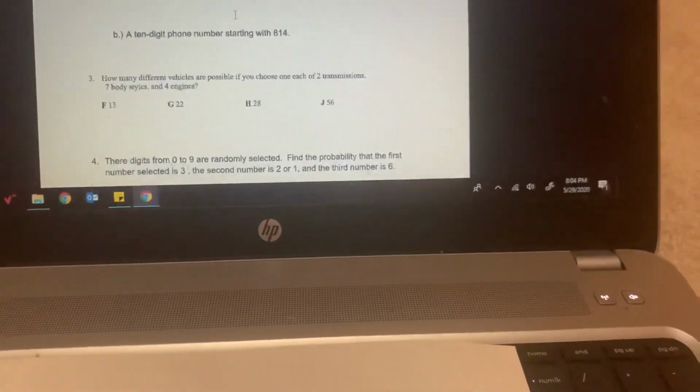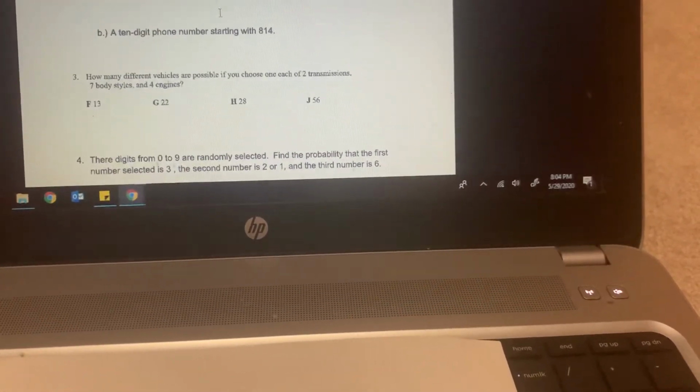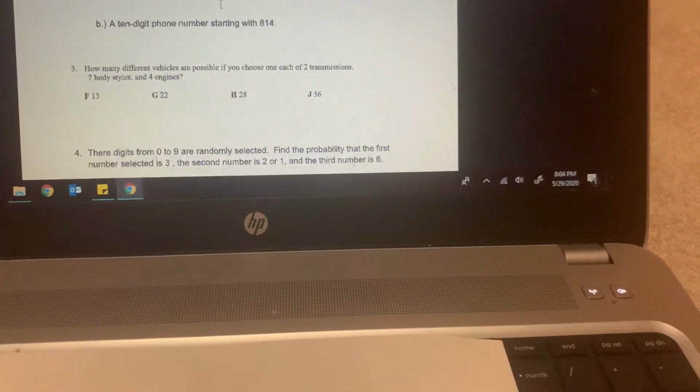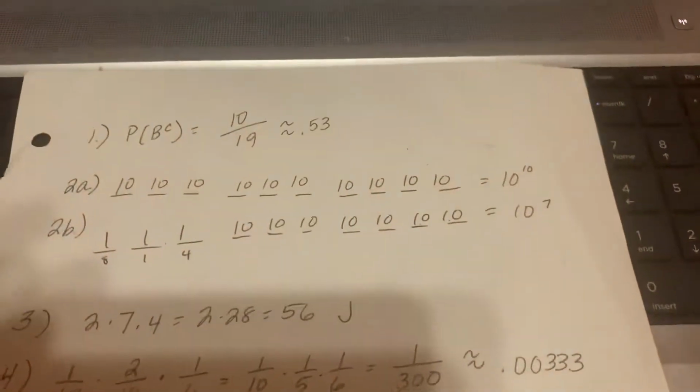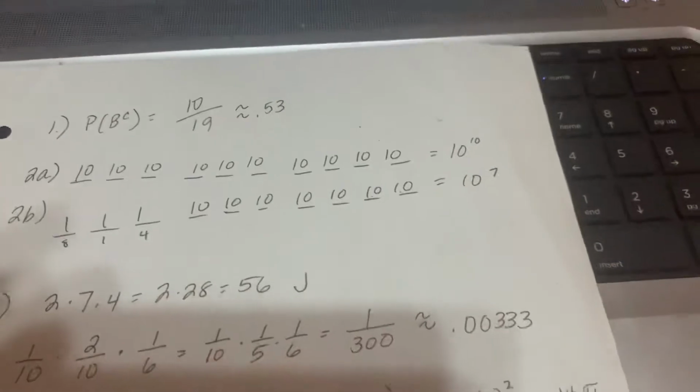And then the next one, it asked how many vehicles are possible if you choose one of each. 2 transmissions, 7 body styles, and 4 engines. You just multiply all your options together to get 56.